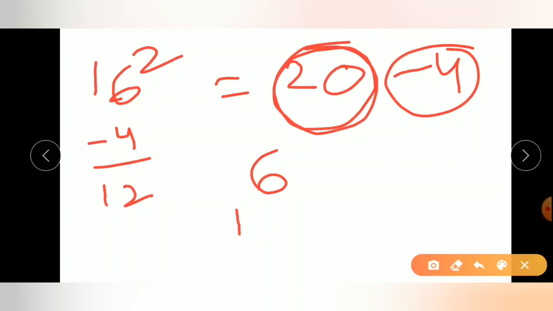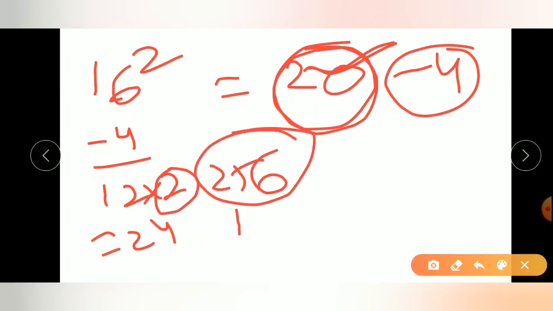This is not correct. Because here base is 20. If 20 is the base, you have to multiply by 2. If base is 30, you have to multiply as 3, which becomes 24. 24 plus 1, 256 is our correct answer. Next, another example.